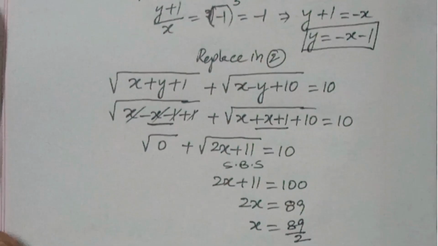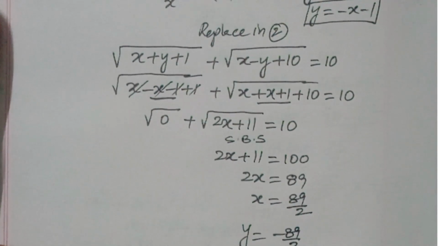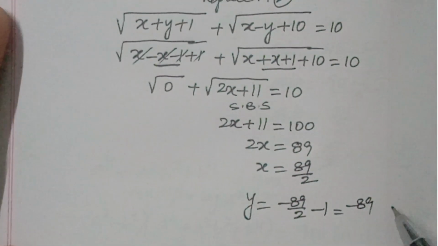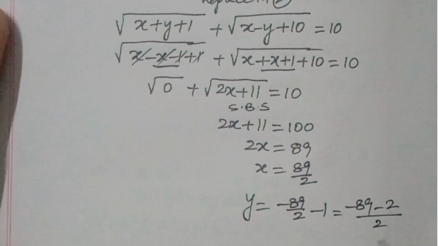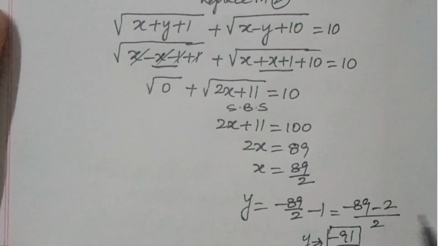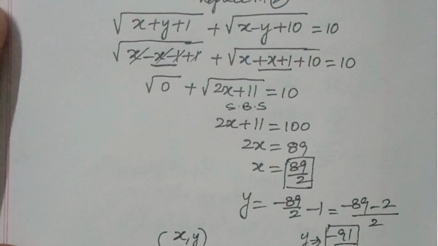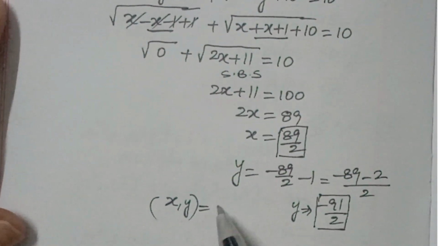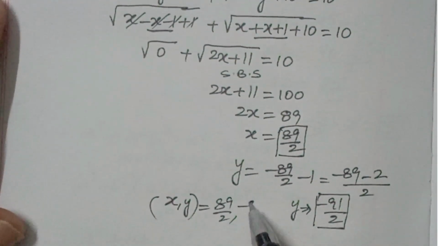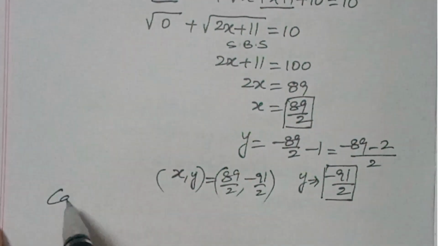Now if x is 89/2, then the y value will be minus 89/2 minus 1, which is minus (89+2)/2. So the y value is minus 91/2. With x value 89/2, therefore (x, y) is (89/2, -91/2). This is case 1.